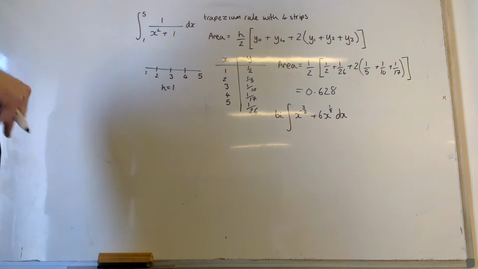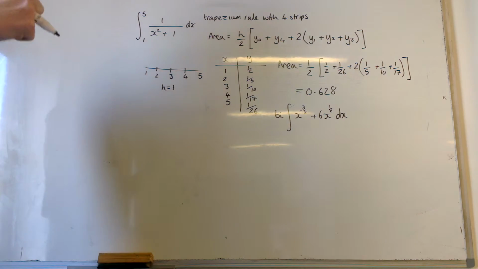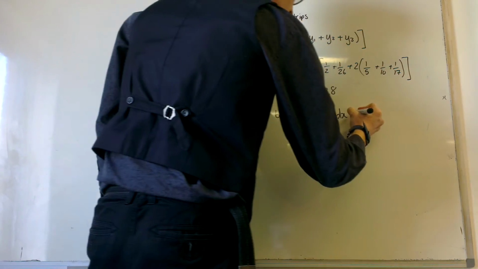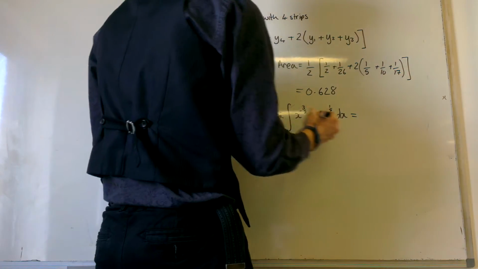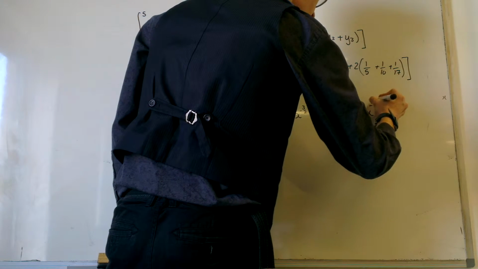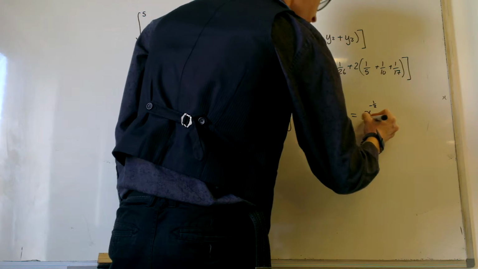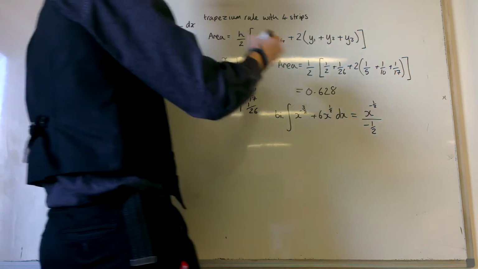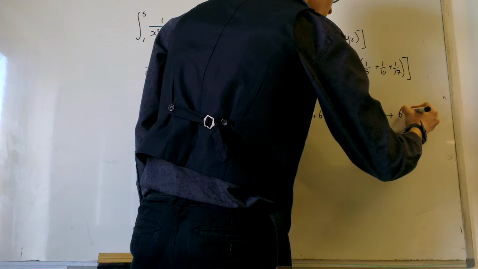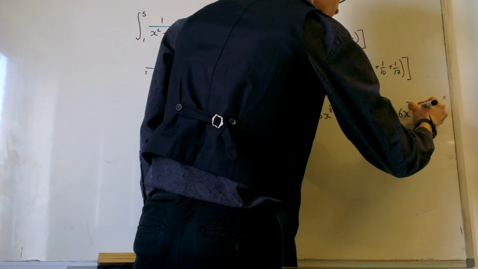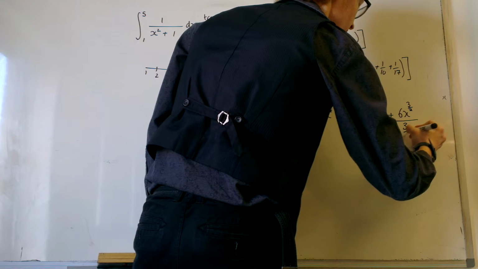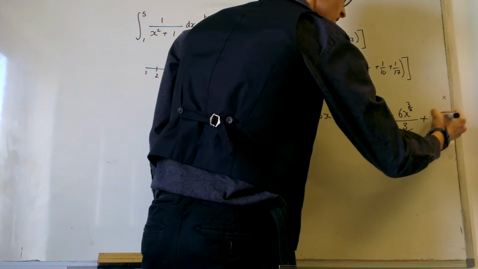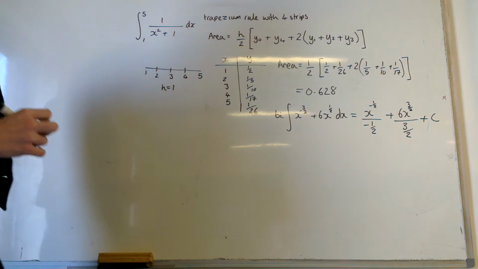When we integrate, you increase the power by 1 and you divide by the new power. So, on each of these terms, I'm going to increase the power by 1, which gives me minus a half. And then I'm going to divide by the new power. I'll simplify it in a second. On the second term, increase the power by 1 to get 3 over 2. Divide by the new power. When you integrate, you need to remember to put the plus c on there.